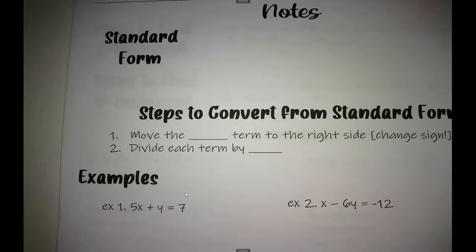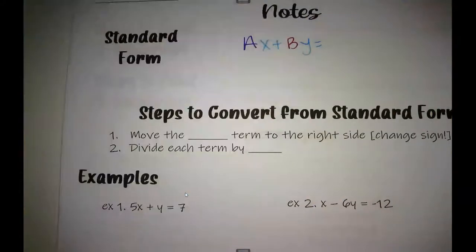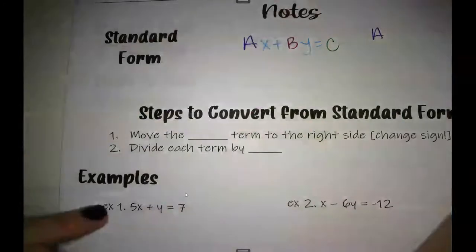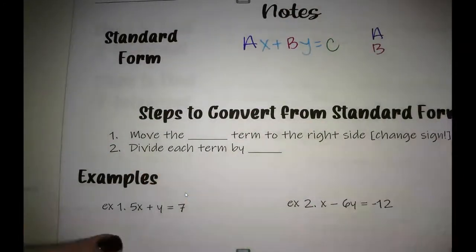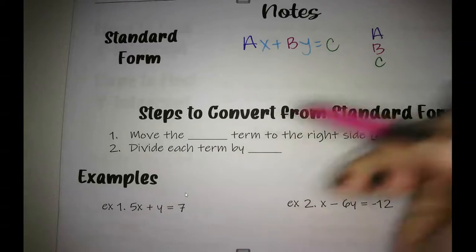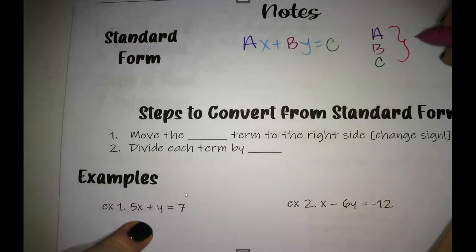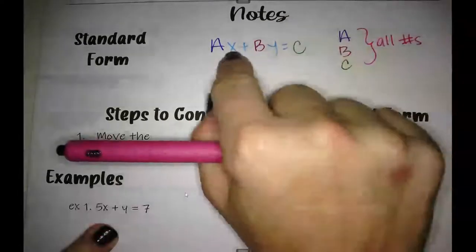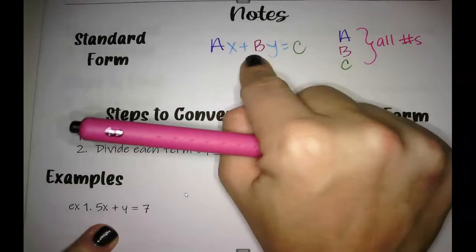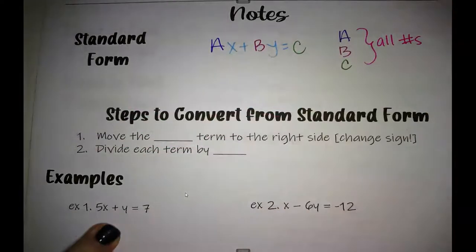Let's talk a little bit more about standard form. Remember, standard form is ax plus by equals c. And a, b, and c, these are all just numbers. So just like we were doing in the past, it's going to include the x and the y, and then these will be actual numbers.